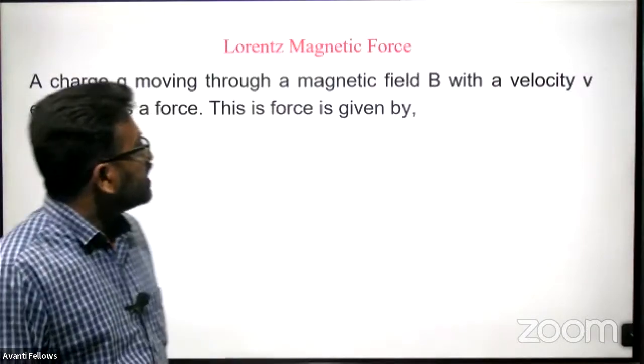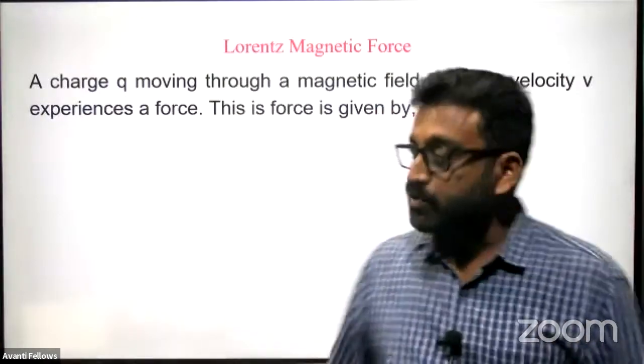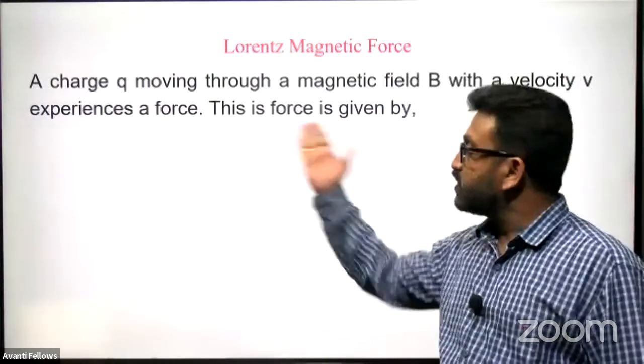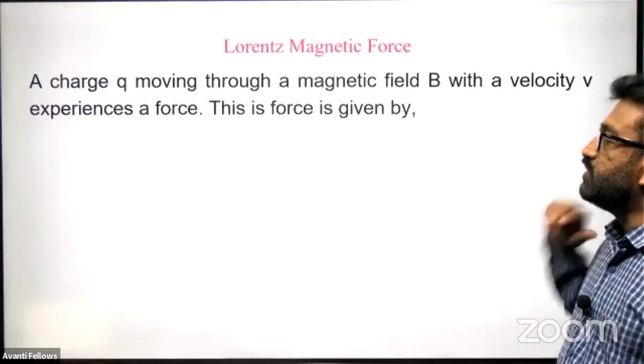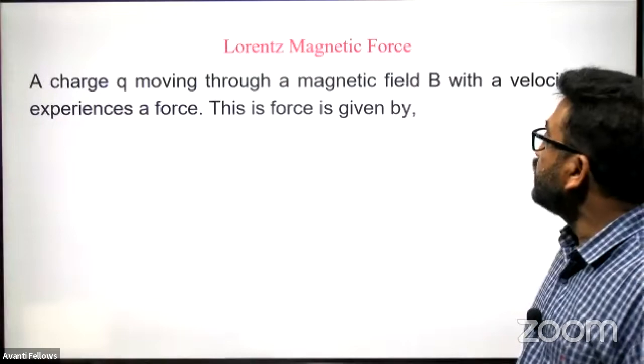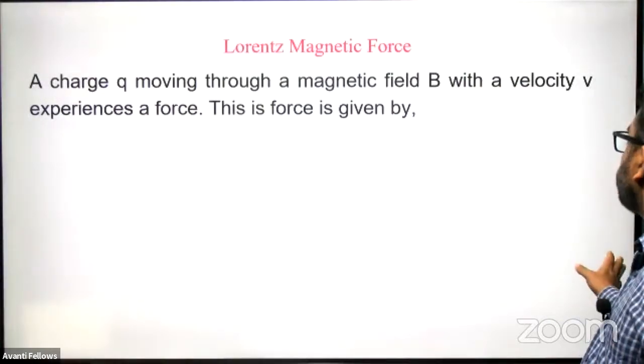We have studied Lorentz magnetic force. Lorentz magnetic force means a charge Q moving through a magnetic field B with velocity V experiences a force. That force is called Lorentz magnetic force. And that force is given by the equation.